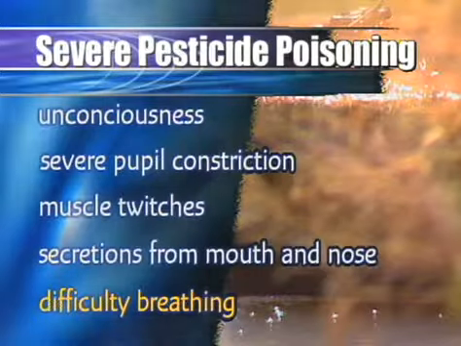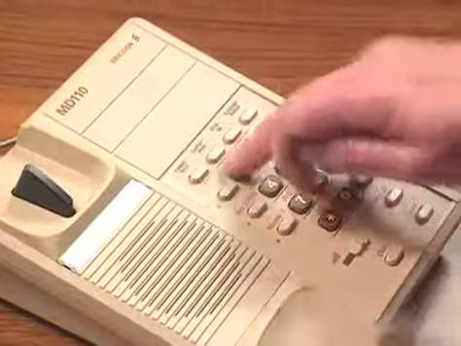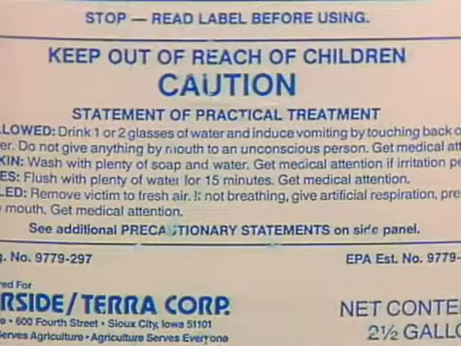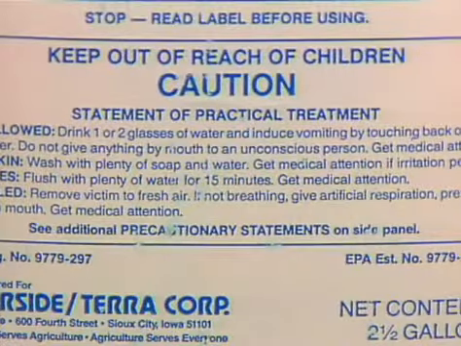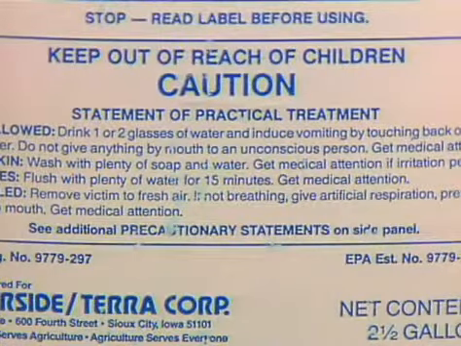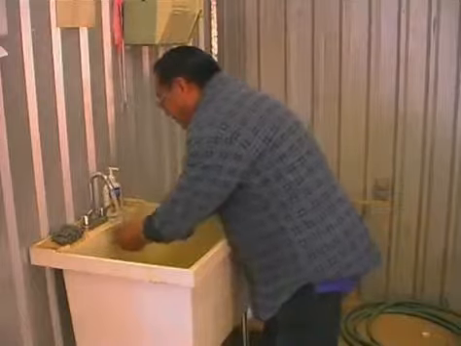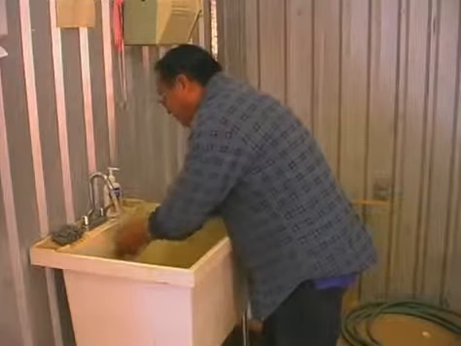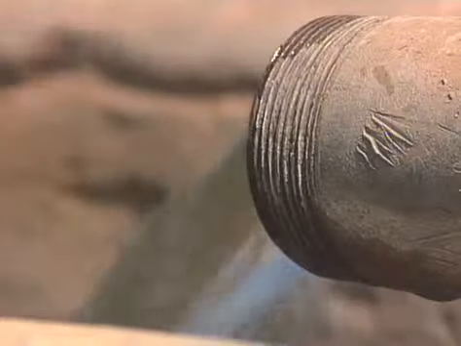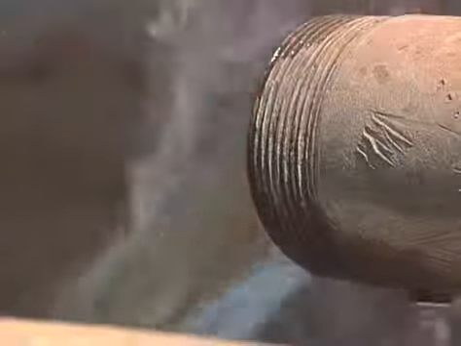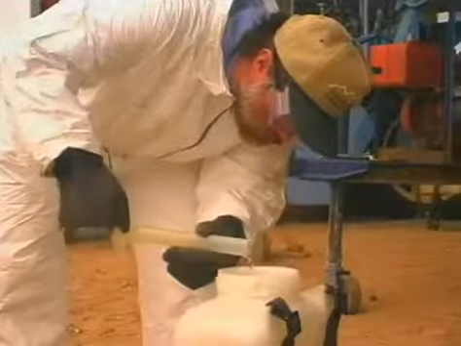If pesticide poisoning occurs, call the paramedics immediately. Then read the label for any first aid information. Pesticide labels contain practical treatment information. If skin contact has been made, remove the pesticide quickly. If the pesticide has been splashed in the mouth or swallowed, rinse the mouth out immediately.